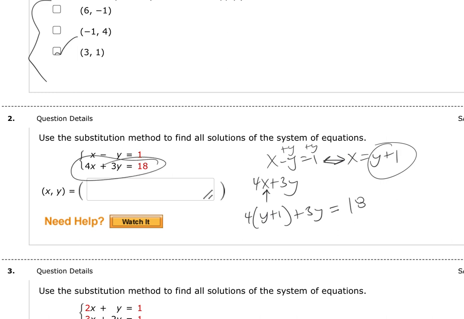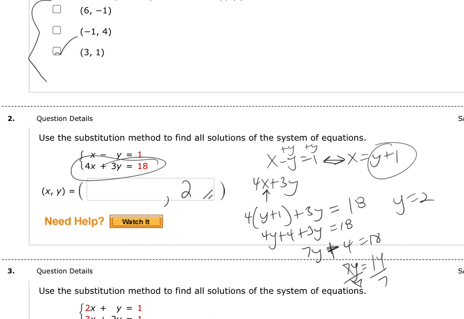Plug it into there. I'm going to distribute my 4. I have 7y plus 4 equals 18. Subtract 4 from both sides to get 14 and divide both sides by 7. So y is equal to 2. So I have the y. I'm going to put that here, but I need the x. So I'm just going to plug this in to one of my original equations, and that tells me x is 3. If I want to double check this, I can do that on Desmos.